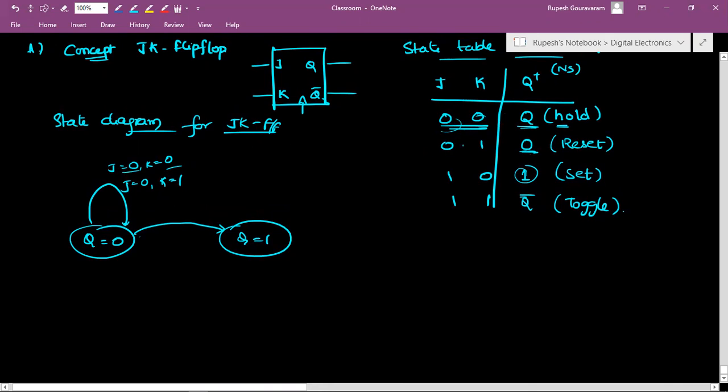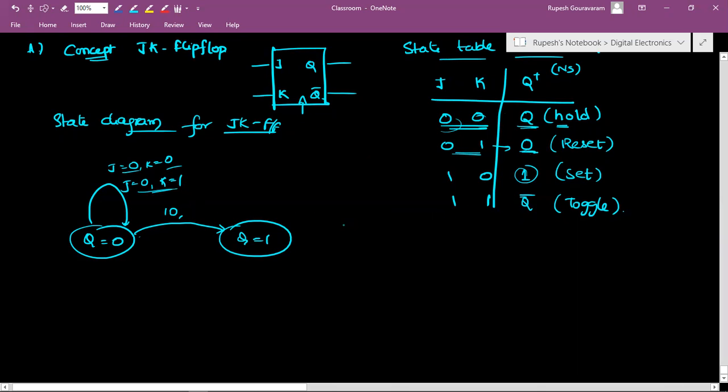If J and K are 0 1, then also it will remain in the 0 state, that is reset state. So we have taken J is equal to 0, K is equal to 1 here. Then if it is 1 0, then it will go to set. That means Q is equal to 1. If the inputs J and K are 1 and 0, then it goes to set.